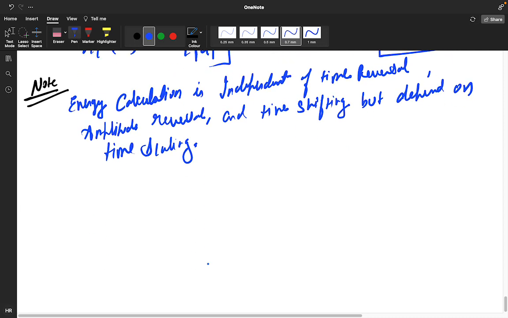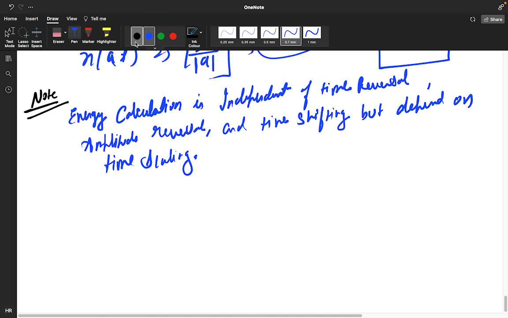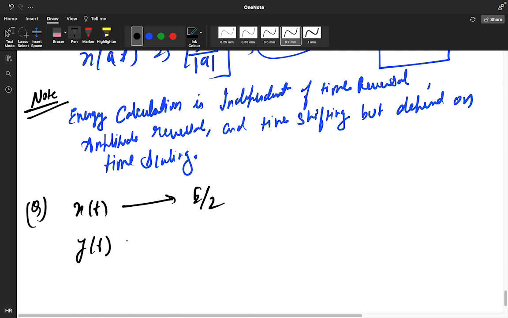So there is one question. If you understood, then you can do it very easily. The energy of x of t is given as 2. What will be the energy of y of t? The function is given as (1 plus 2j) x of minus t by 2 plus 1.